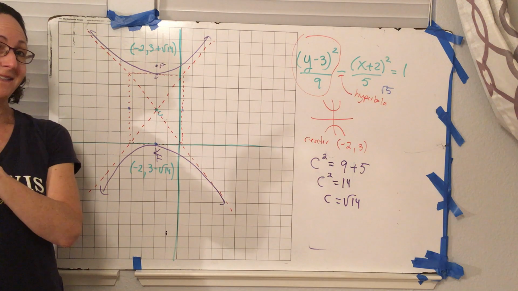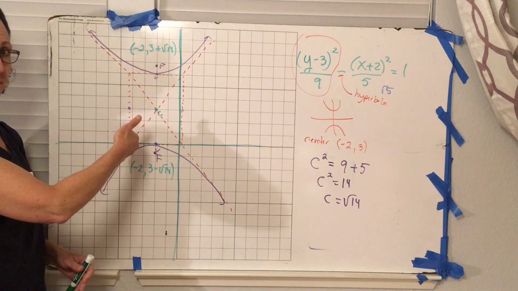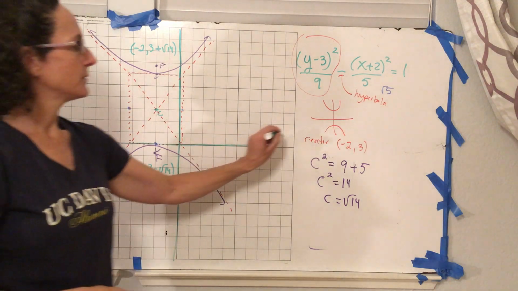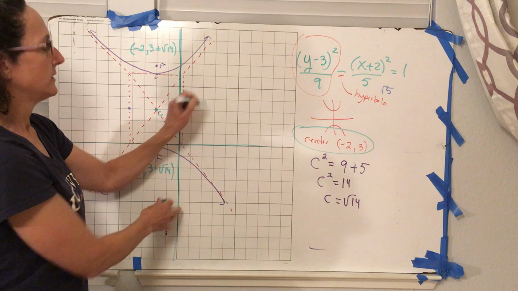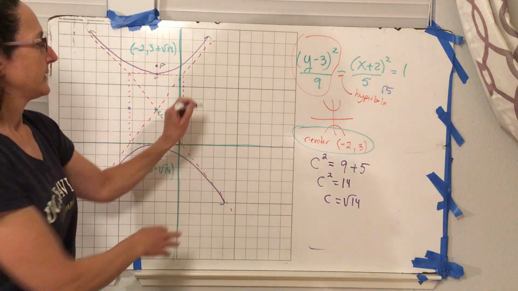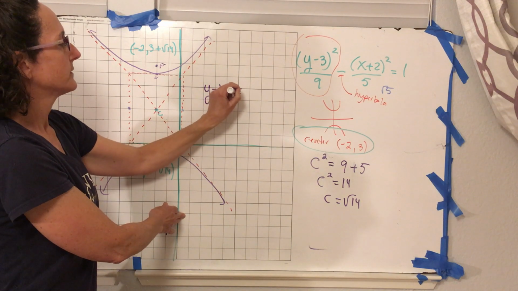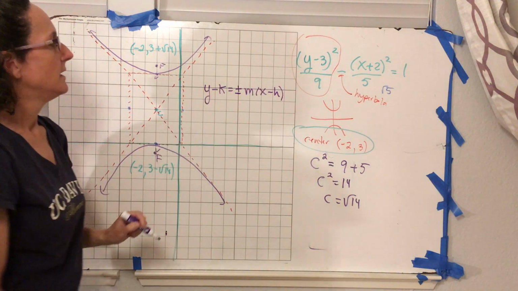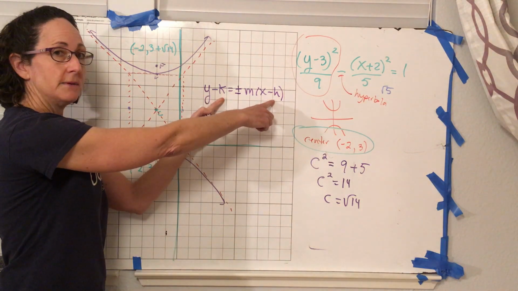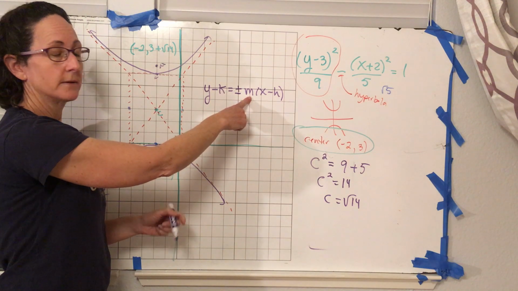So we're not quite done. Now you always have to write the equation of these asymptotes, okay? Remember, the asymptotes always go through the center, okay? So the general equation is y minus k equals plus or minus the slope times x minus h. It's h and k because it has to go through the center. This is just simply going to be the slope, okay?